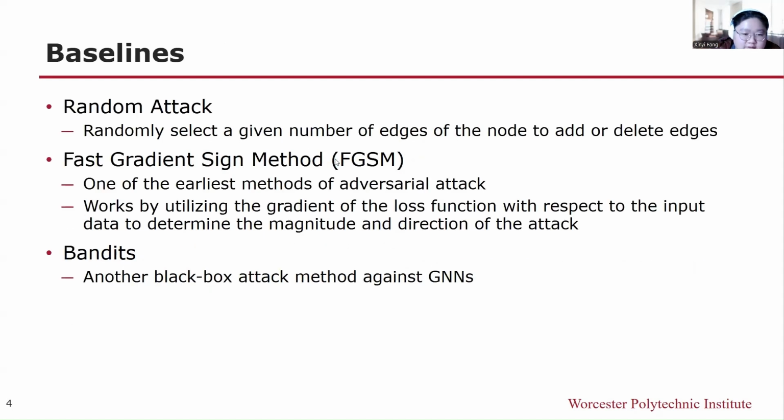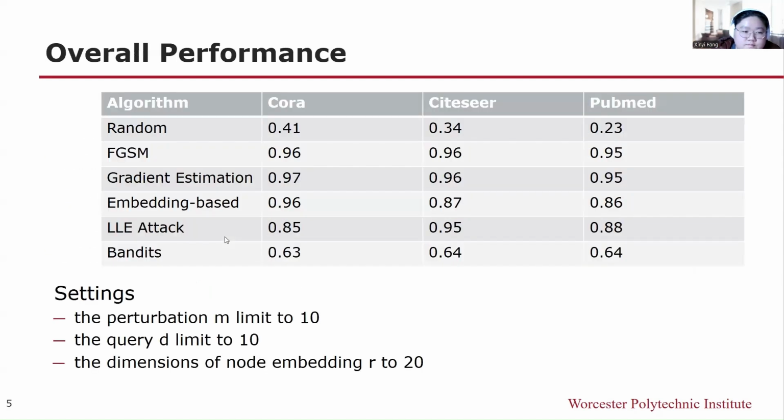We have three baselines. The first baseline is random attack, which randomly selects a given number of edges of the node to add or delete. We also use the fast gradient sign method. It is one of the earliest methods of adversarial attack. We also use bandits. It is another black box attack method against the GNNs.